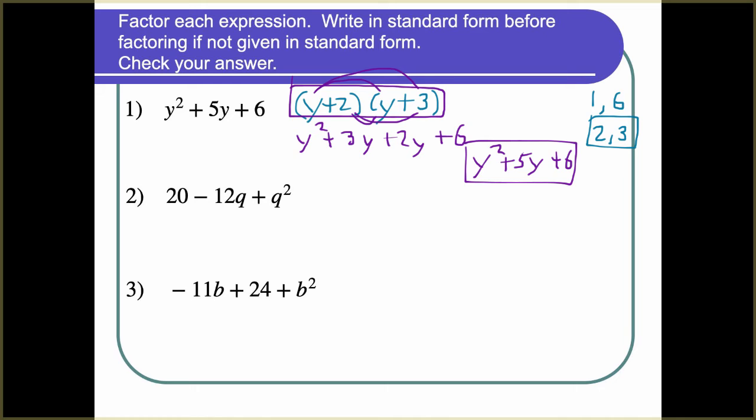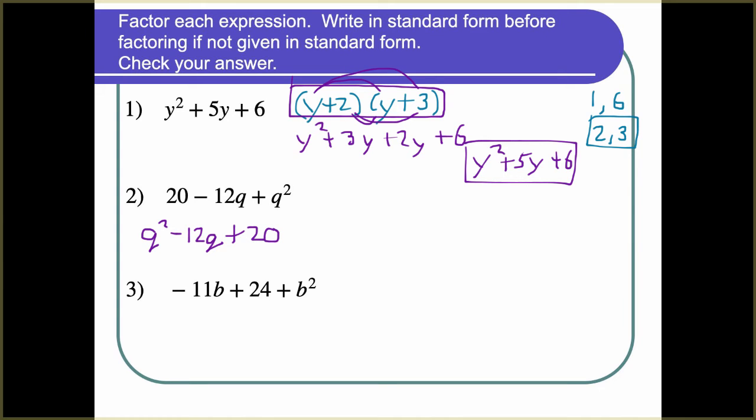For the next problem, you'll notice it is not in standard form. So we need to rewrite it in standard form. Remember, the highest degree to lowest. So we have q squared minus 12q plus 20. Now we've written standard form. Now we can factor it.